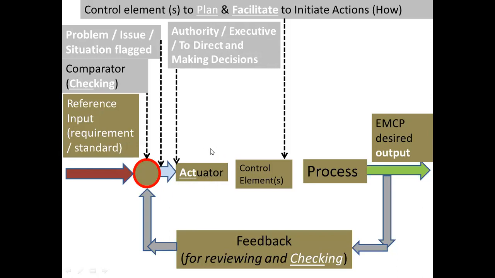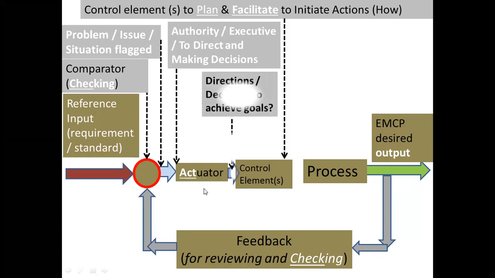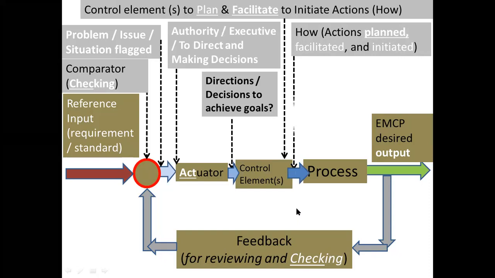Without this element, we cannot proceed. That's why we have to have a higher level element, authority. Directions, decisions to achieve the goals transferred maybe to the relevant departments. Or even for the machines, this is ideal. Even for machine controls, this is the concept. Then finally, plan and facilitate to initiate actions. So actions are planned.